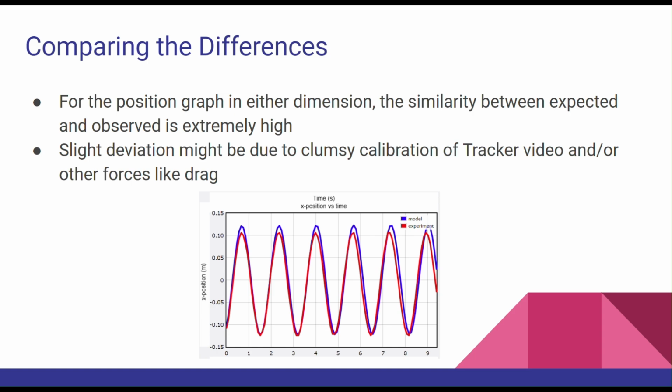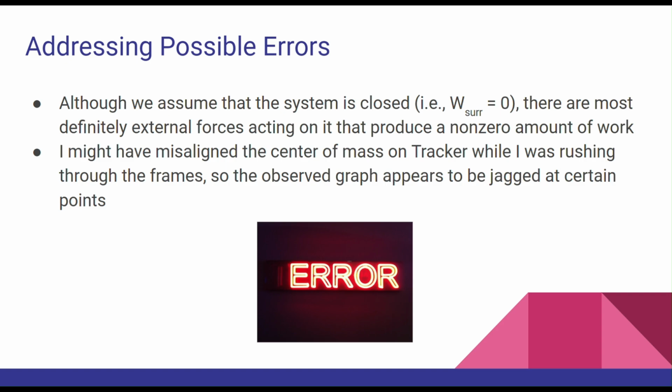As I said just now, they're very similar in either dimension, and the deviation might be due to clumsy calibration of Tracker with human error and/or forces that aren't accounted for, like drag in the real world, that might have caused some work to be done. What are some possible errors? Although we assume that the system is closed, in other words, there's no work by the surroundings, there are most definitely external forces acting on it that produce a non-zero amount of work, like drag. I might have misaligned the center of mass and Tracker while I was rushing through the frames, so the observed graph appears jagged at certain points when it could have been smoother.